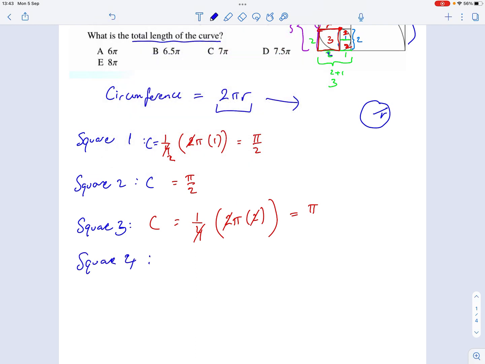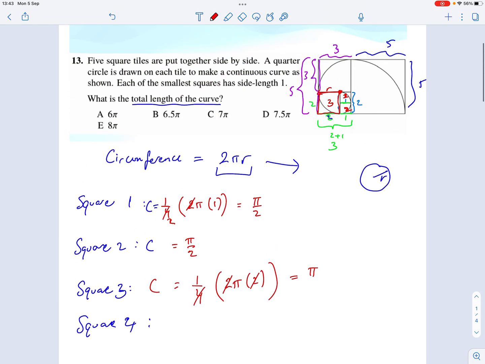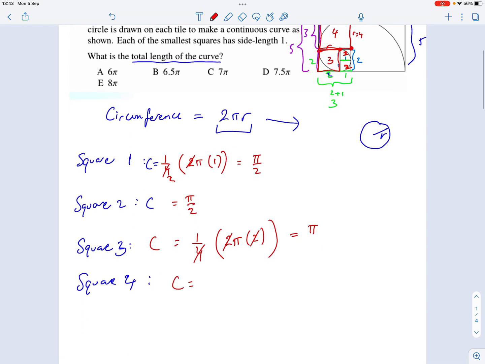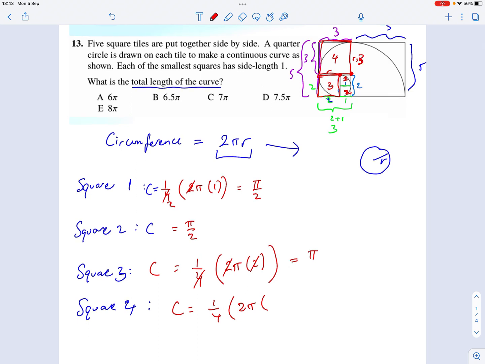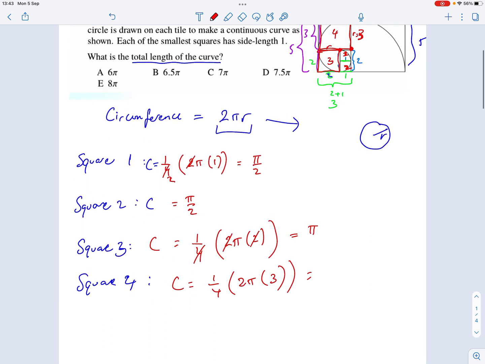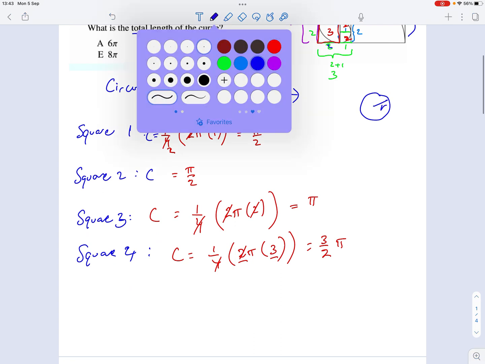And then square 4, which is this square with radius 3, that's a square 4, right? That's the center of the circle. So the circumference is 1/4 times 2 times the radius. Oh, so radius is 3 in that case, so I read it wrong. So radius is 3 there. Again, what do we get? We get 2 times 3 is 6, 6 divided by 4, which we can simplify as 3/2 pi.